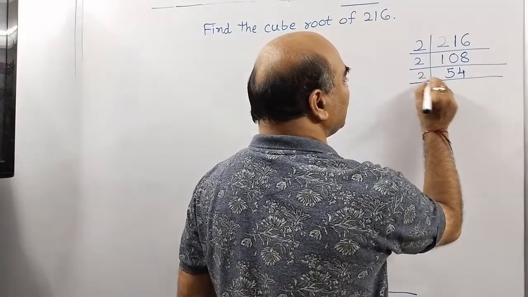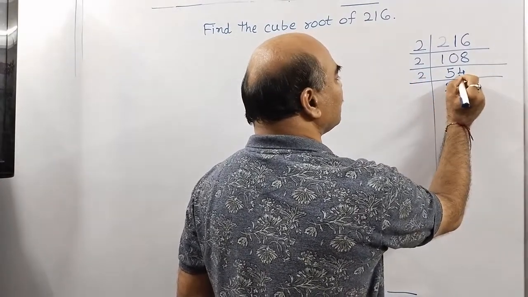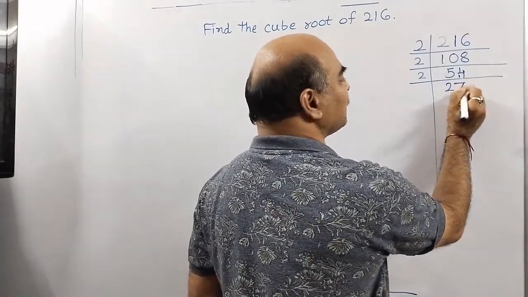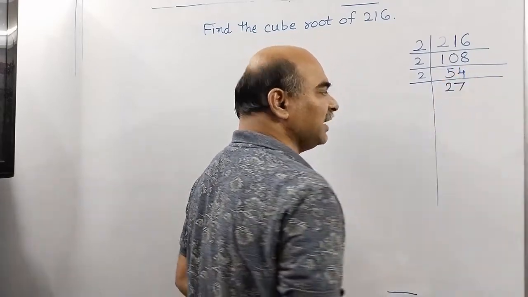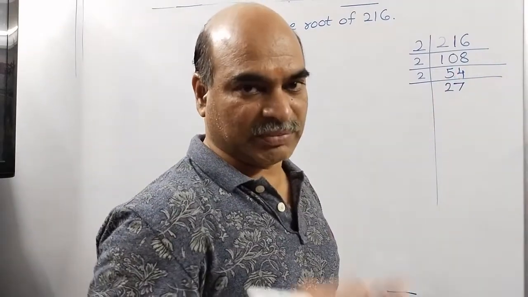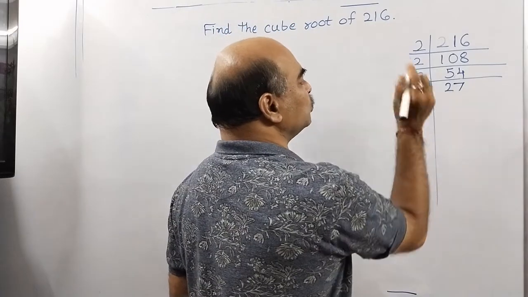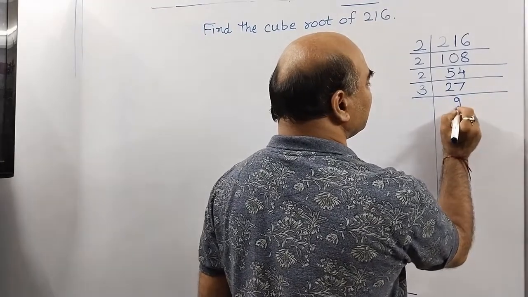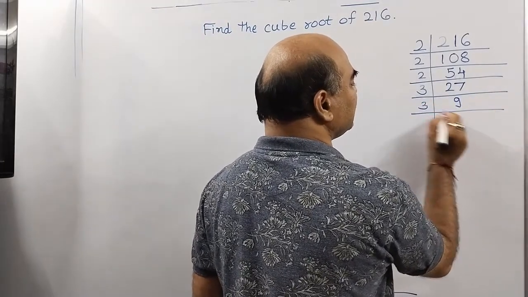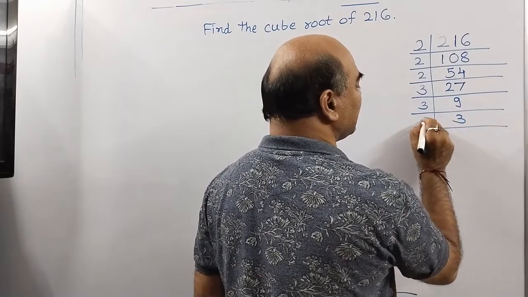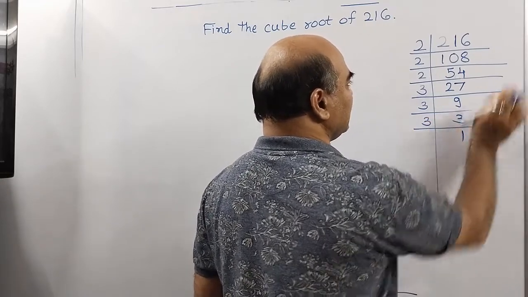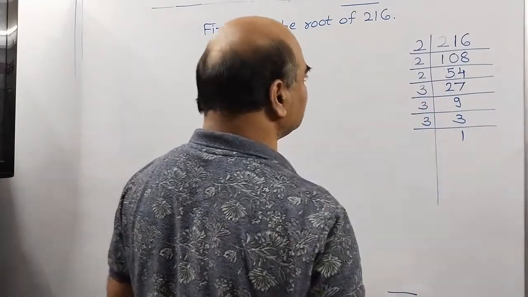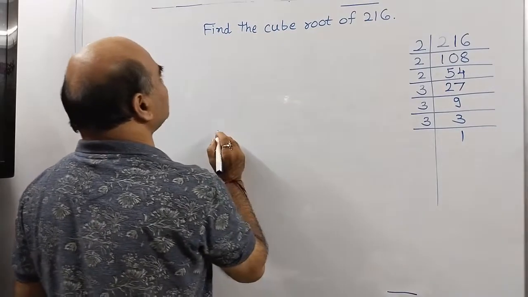Again we divide by 2, 2 2s are 4, now remainder 1. And we have 4, so 14. 2 7s are 14. So thus we get 27. Now 27 is not an even number, so we cannot divide further by 2. We can take 3, as we know that 3 9s are 27, then 3 3s are 9, and again 3 1s are 3. So these are the factors we got of the number 216.